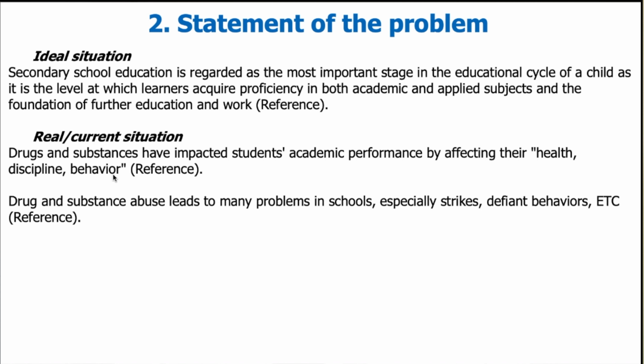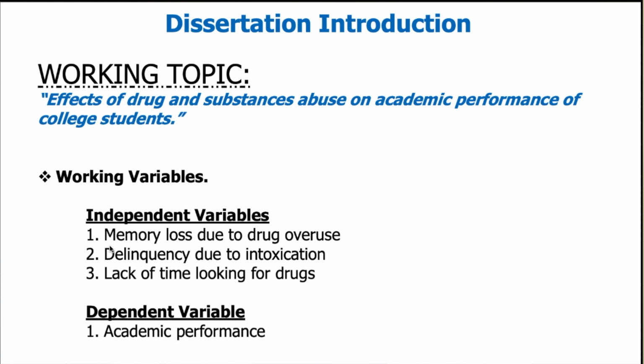If you look at these three elements, and then you go back a little bit to where we raised our working topic here, you can see that memory loss can be attributed to a health issue. Because you're living a bad lifestyle, you are going to lose the memory. Delinquency means you have changed, you are not a good student. So you have changed, you don't have good discipline.